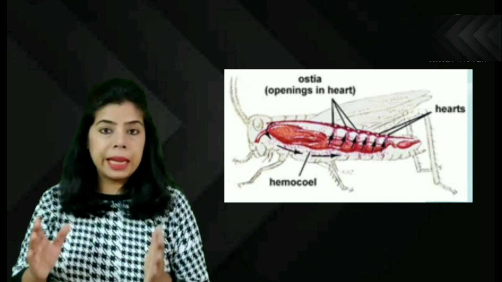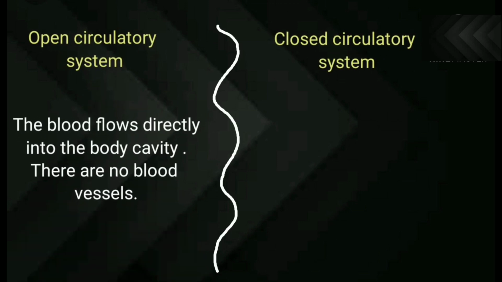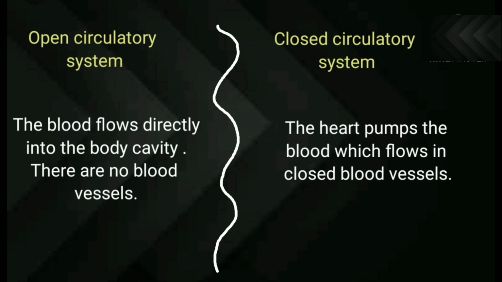Now I have made a table for this, and in tabular form we will discuss the difference between the open and the closed circulatory system. So you can note down the points from the table. I am just showing the table on the board now. In an open circulatory system, the blood flows directly into the body cavity. There are no blood vessels. But in a closed circulatory system, the blood is pumped by the heart and it flows through the blood vessels to reach different parts of the body.